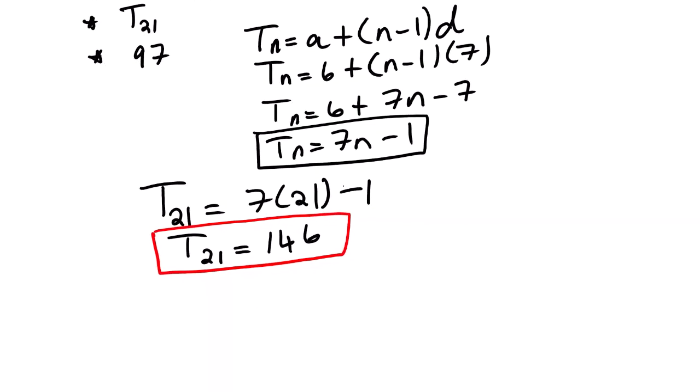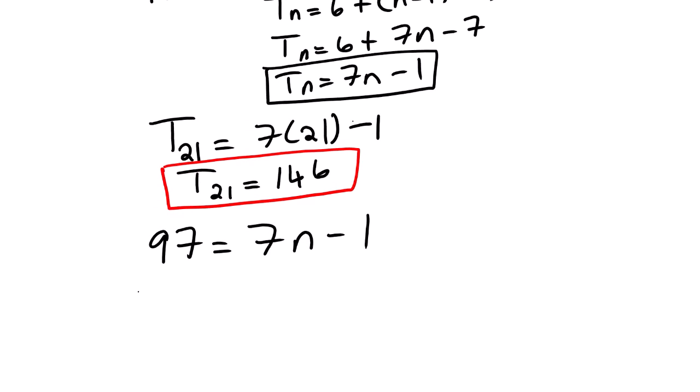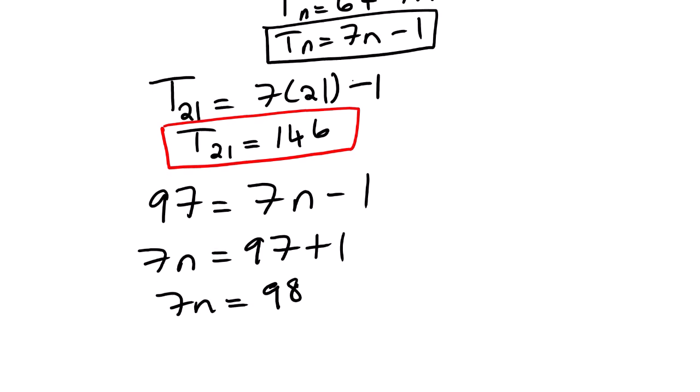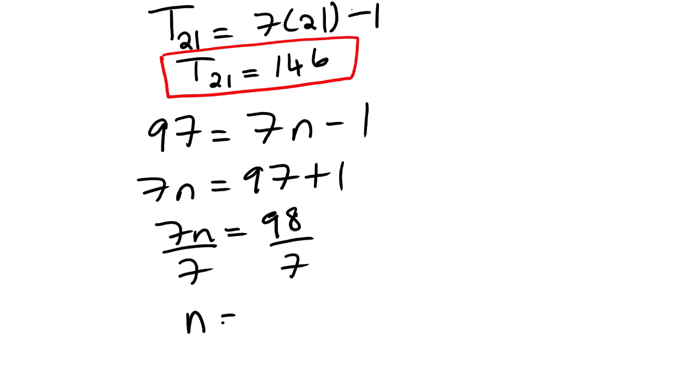The next question is saying we need to determine the position of 97. So where we see Tn, we substitute 97, equal to 7n minus 1. And then we have 7n equals 97 plus 1. 7n equals 98. We divide both sides by 7. n equals 14. So term number 14 is 97. I hope you got these answers correct.